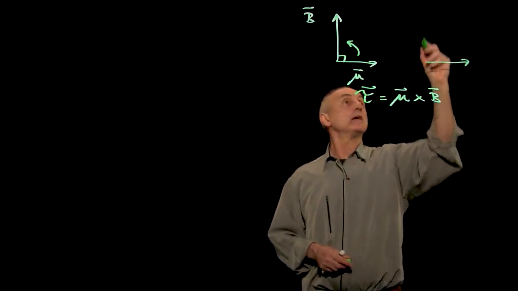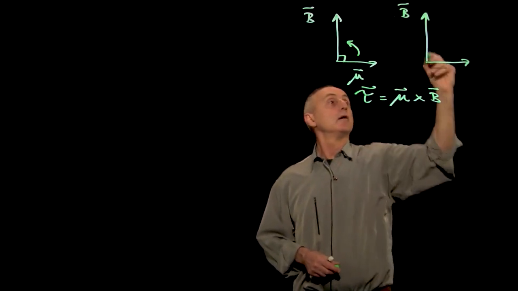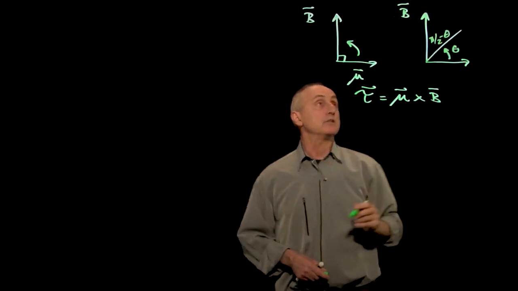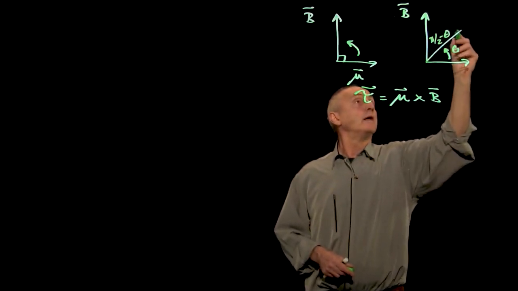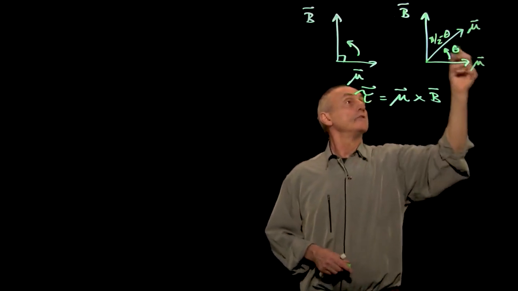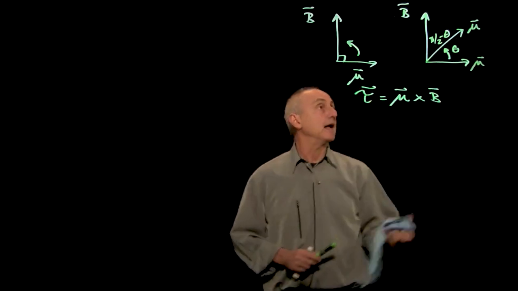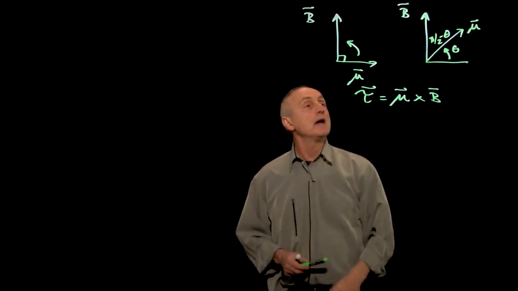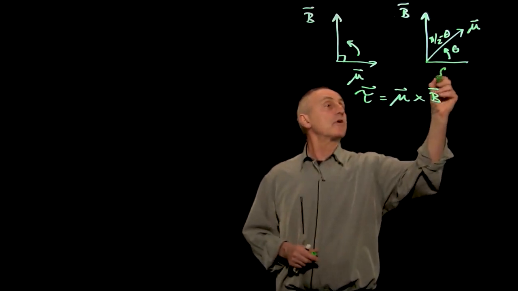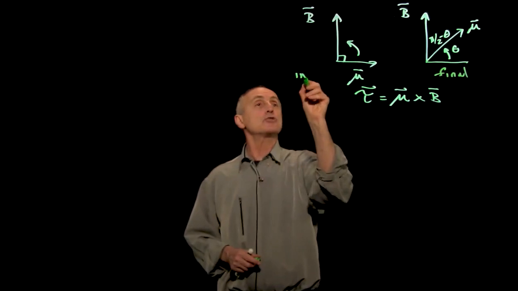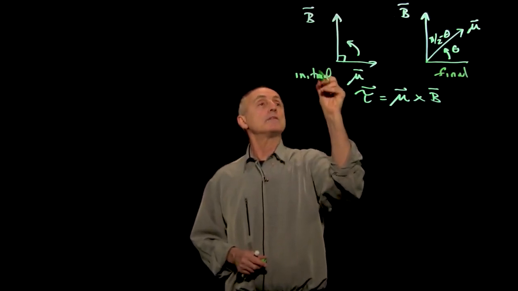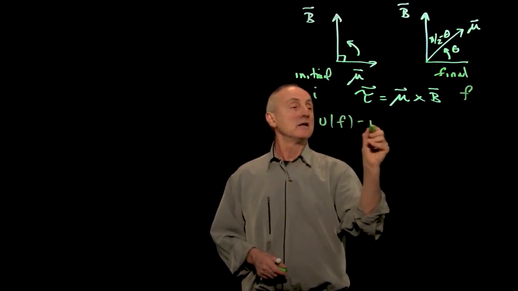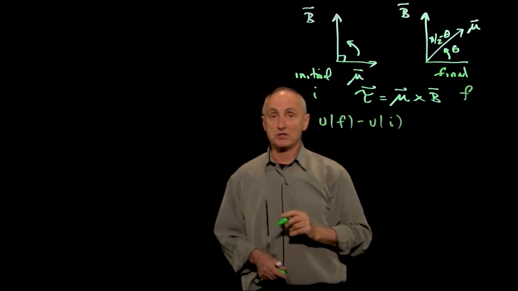But let's just say it's now rotated by some angle theta, and this angle is pi over 2 minus theta. And our dipole has now rotated to this configuration by an angle theta. So let's just say this is its new configuration. And what we'd like to do is, this is our final state, and this is our initial state. And we'll write these states as I and F. And we'd like to calculate the potential energy difference between these states.